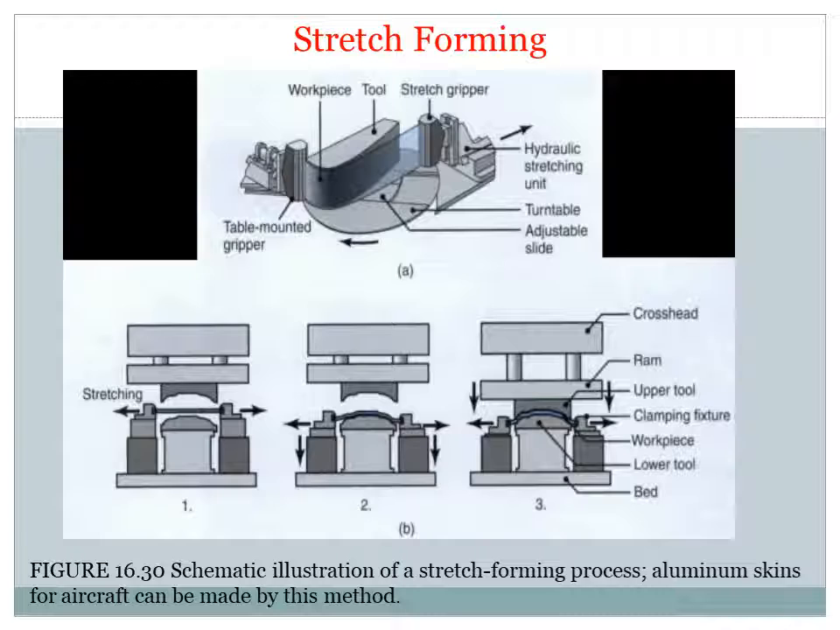On one side the gripper is on the table and the tool is also mounted, and on the other side the gripper is on a turntable and it pulls the blank in the direction of the arrow. In the pulled condition the turntable rotates and the required shape from the tool is transferred onto the blank, and this is one method of stretch forming.